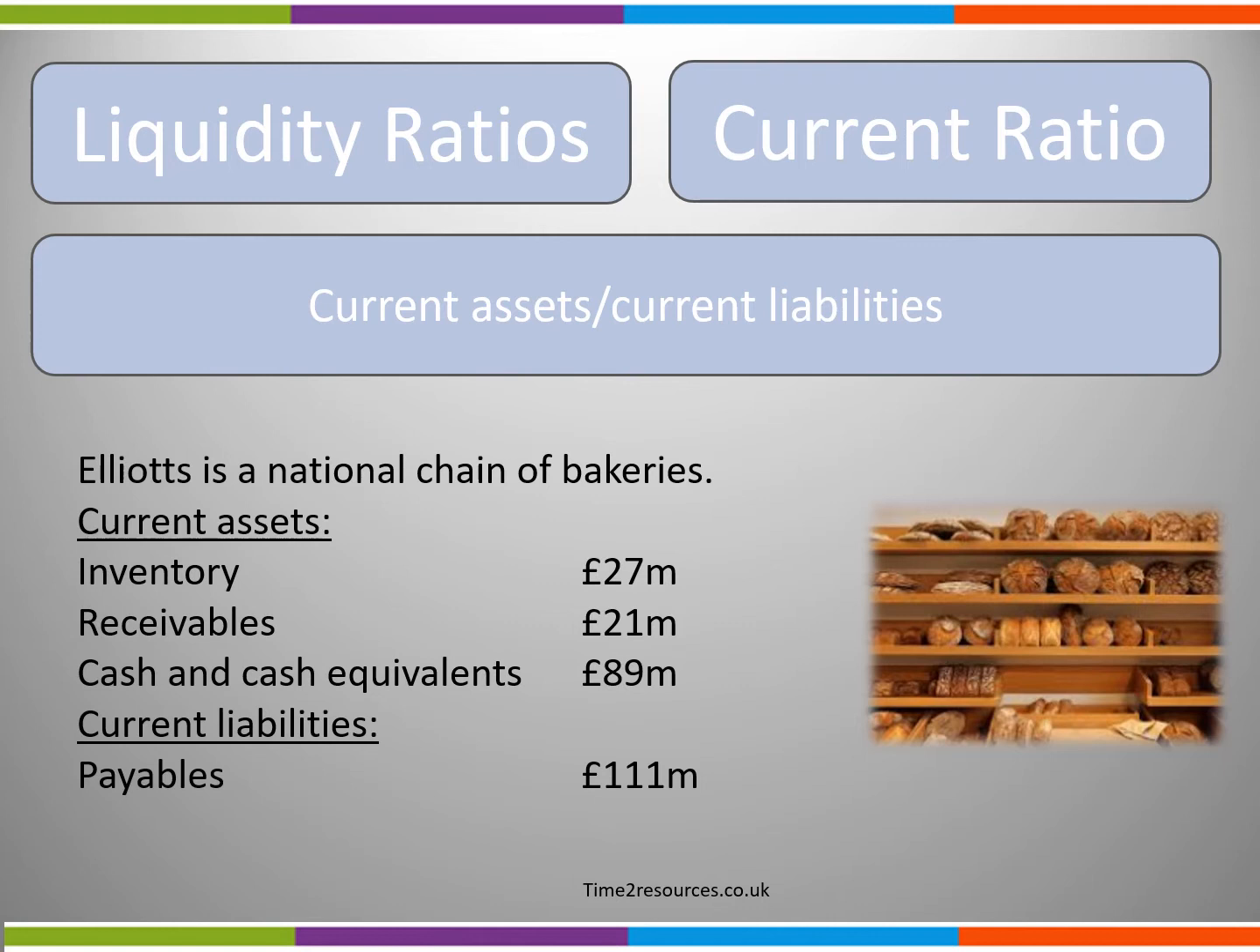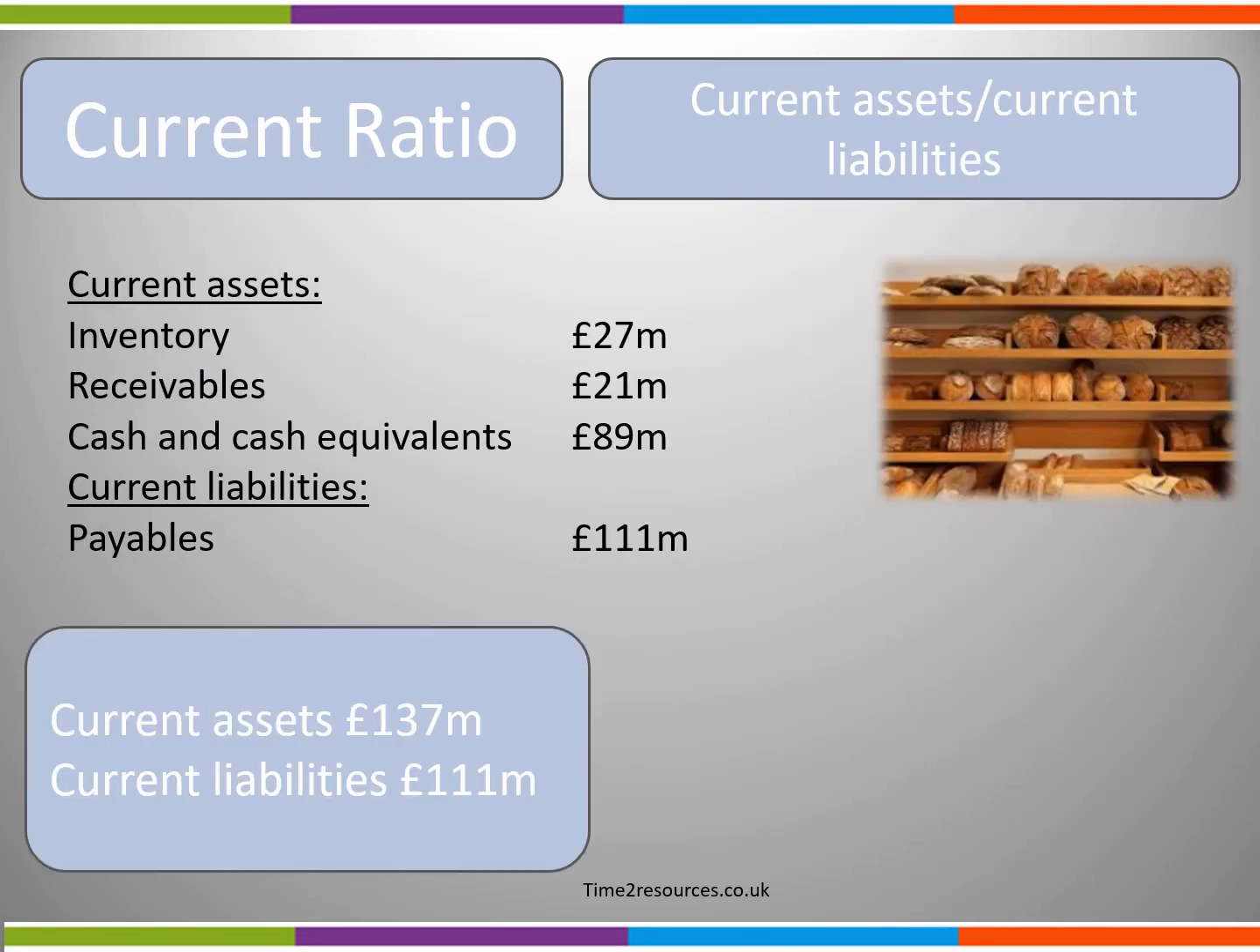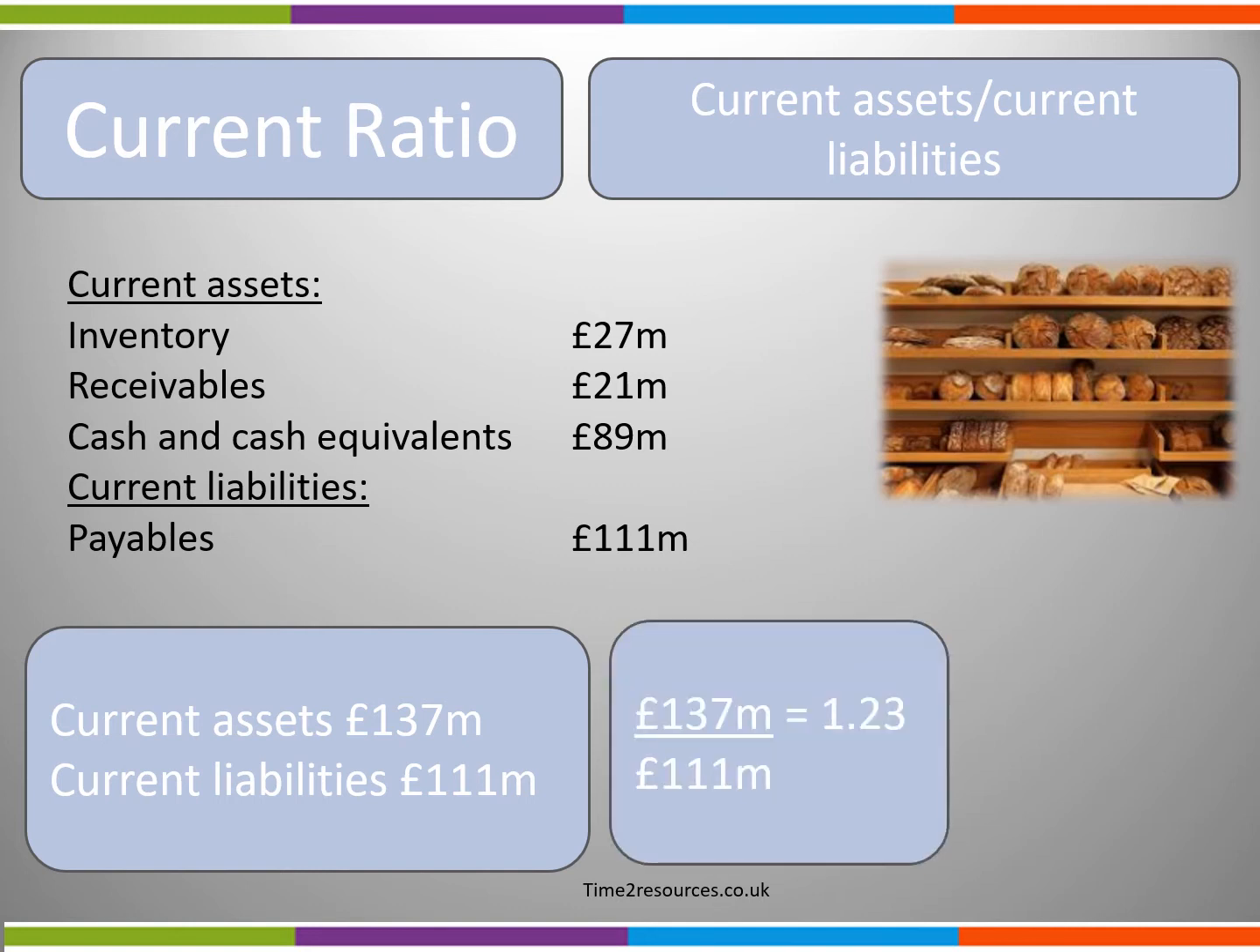Let's have a look at the answer. You should have added the three current assets together to find a total current assets of 137 million. The current liabilities is 111 million. We divide 137 million by 111 million to calculate the current ratio is 1.23. We express this as 1.23 to 1. This means that Elliott's has £1.23 in current assets for every £1 that it owes.